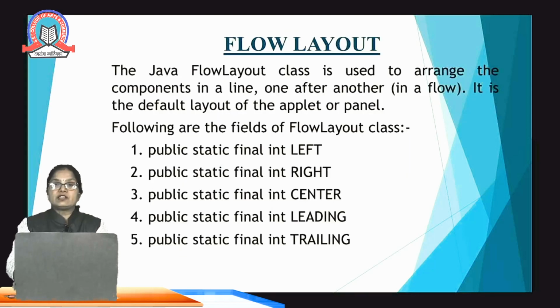The second one is flow layout. The Java FlowLayout class is used to arrange the components in a line, one after another. It is the default layout for the applet or panel, and it has 5 fields, that are public static final int LEFT, public static final int RIGHT, public static final int CENTER, public static final int LEADING, and last one is public static final int TRAILING.